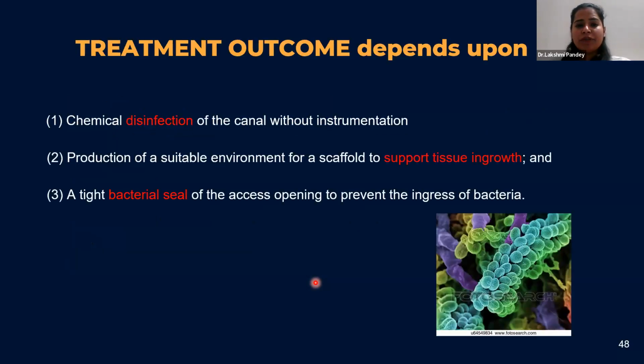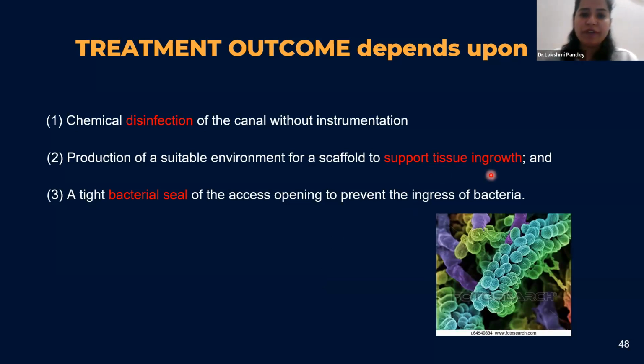So, our treatment outcome was dependent upon the chemical disinfection. See, whatever you do, your first aim should be to remove all the microorganisms from the root canal. So how do you do it? You do it with disinfection. I have already mentioned what disinfectants you can use. A very good disinfection will obviously lead to good regeneration, and the production of a suitable environment for a scaffold to support tissue ingrowth.